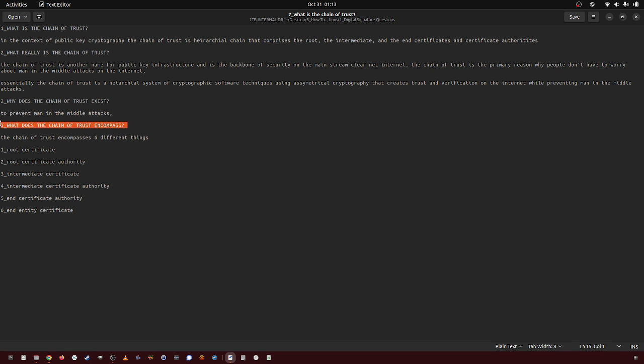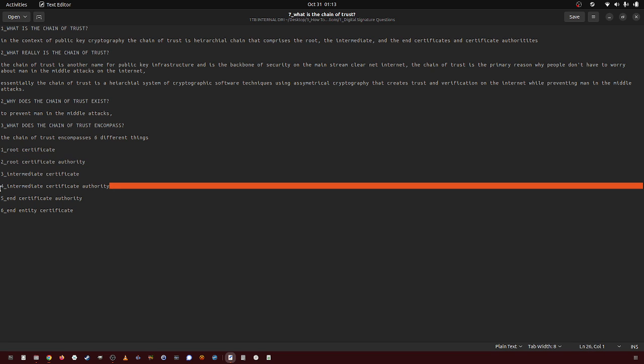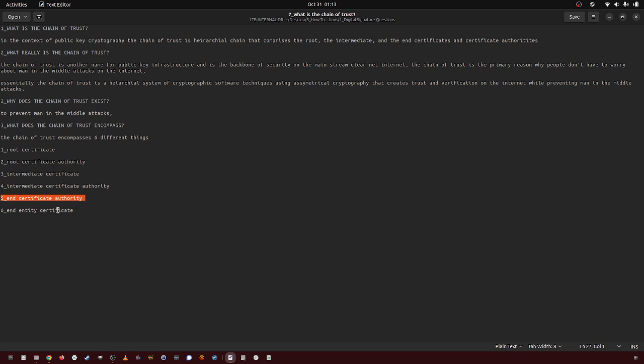What does the chain of trust encompass? The chain of trust encompasses 6 different things: root certificate authority, intermediate certificate authority, end certificate authority, and finally the end entity certificate. So essentially, the things that I've been going over for the last 5 months is what the chain of trust is.